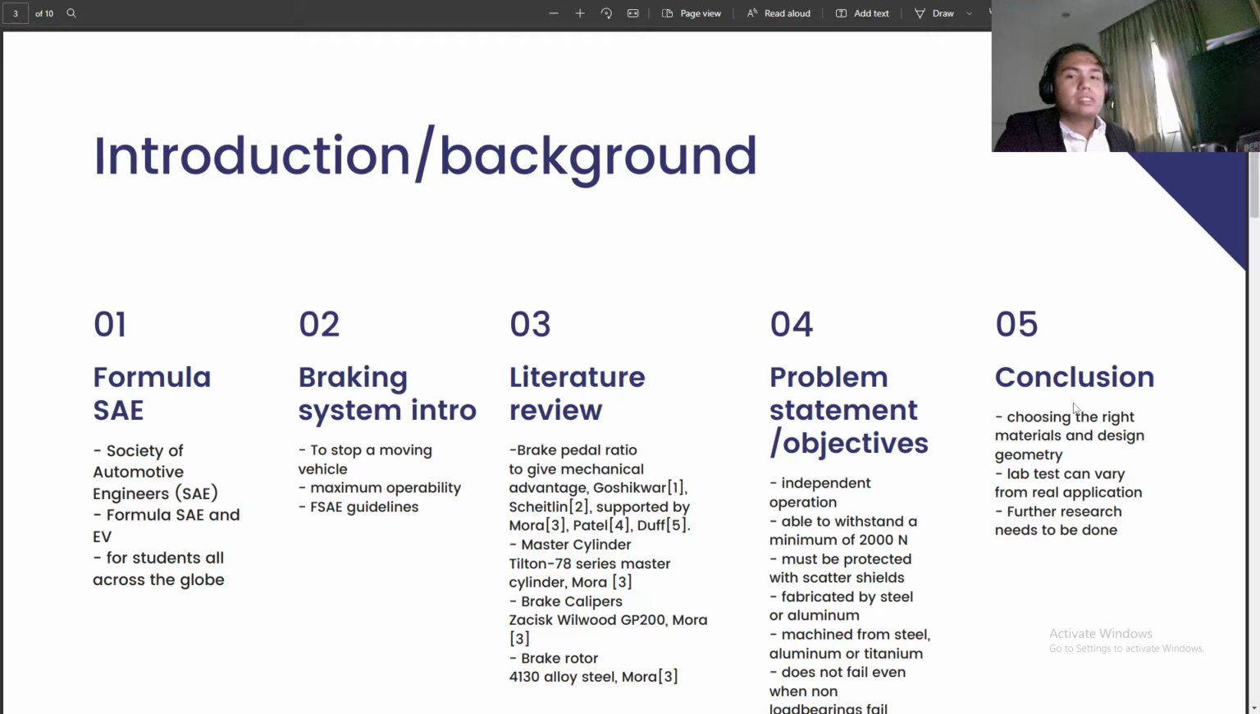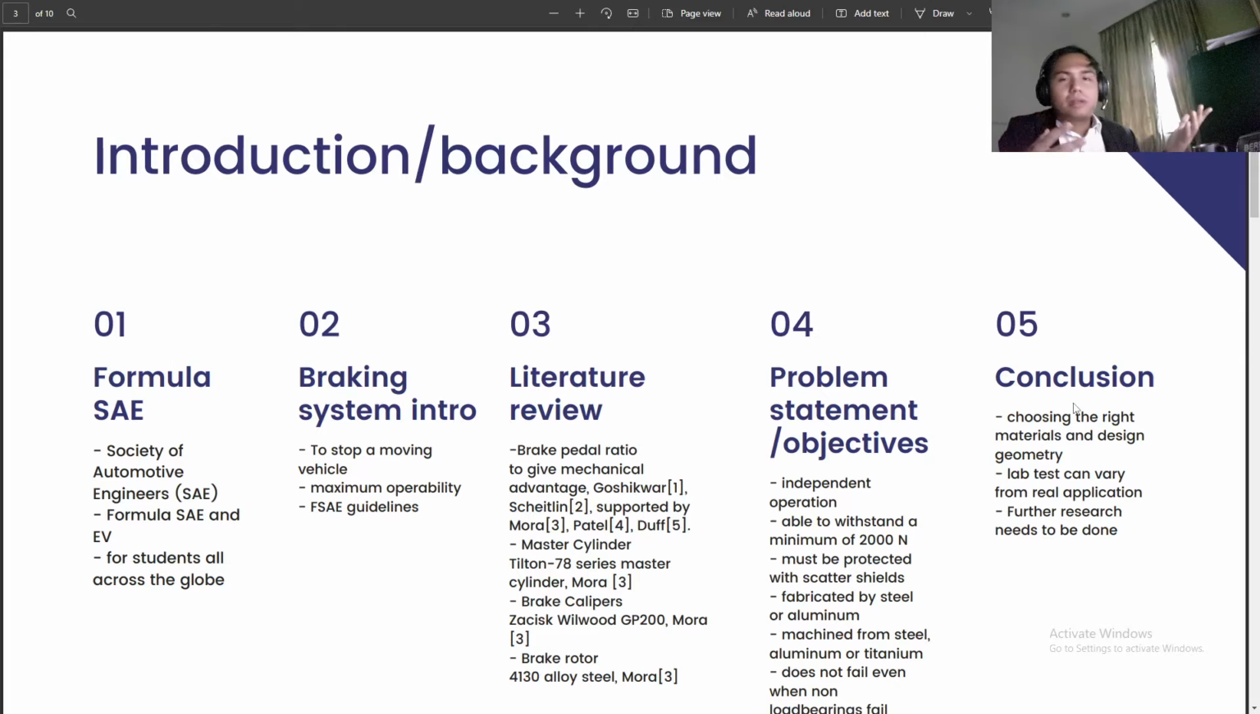Moving on, we will discuss the literature review, the supporting journals that were selected and inspired this FYP. Firstly, we will discuss the pedal brake ratio, which gives the mechanical advantage for the driver input force. Pedal ratio is defined as the ratio of the amount of force acting on the master cylinders divided by the input force from the driver. This means that the higher the ratio is, the less input force is needed to meet the required amount of force for braking. The pedal ratio that has been chosen for this FYP is 5 to 1, which is similar to other journals like Goshikwa and Shitlin in their findings.